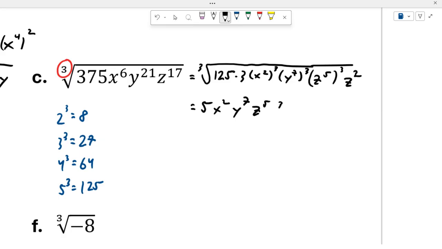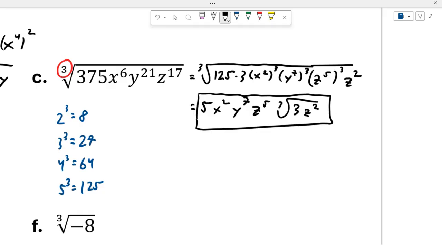All right, I've got a couple things still left over in the cube root. I've got the 3 that was left over. I don't have any x's left over. I don't have any y's left over. And I've got the 2 z's that we weren't able to get out either. And so that is my final answer: 5 x squared y to the 7th z to the 5th times the cube root of 3z squared. That is as simple as I can make that original expression.